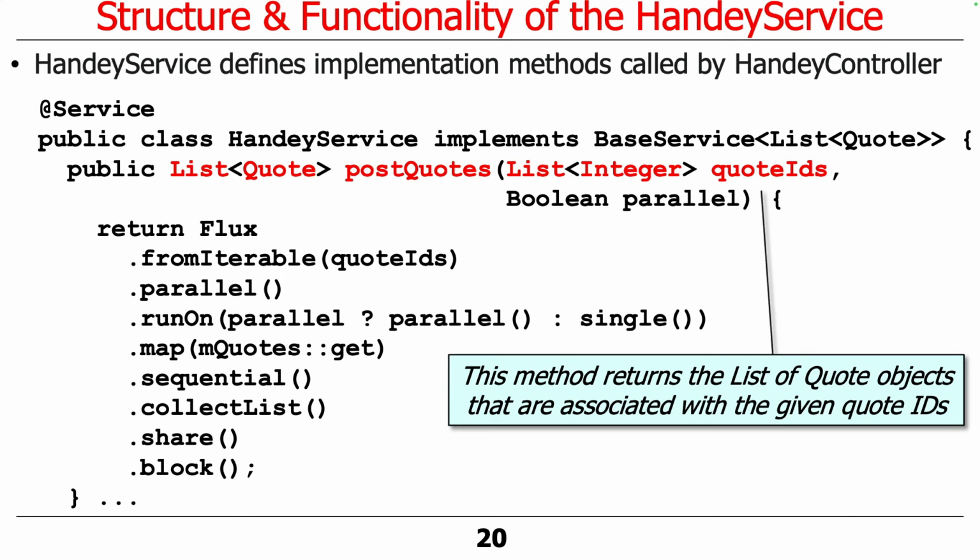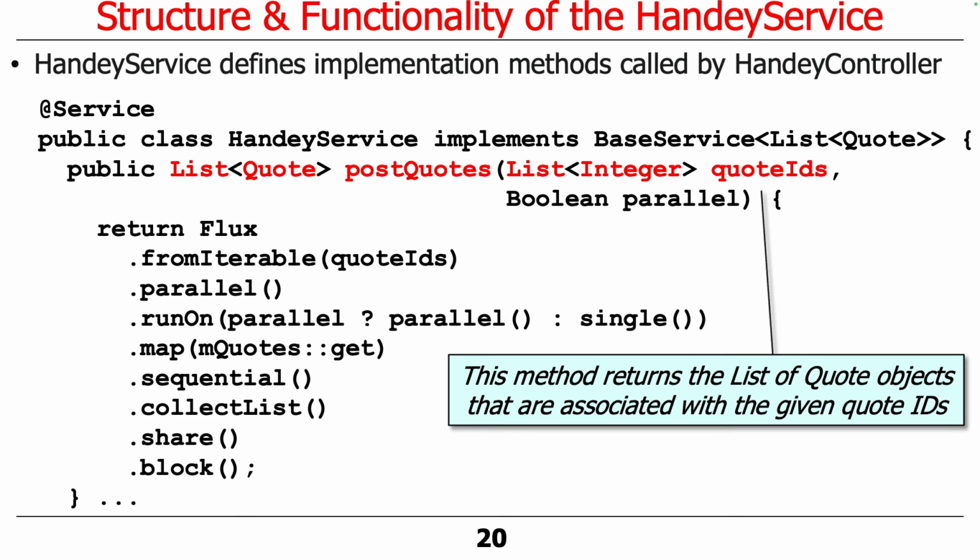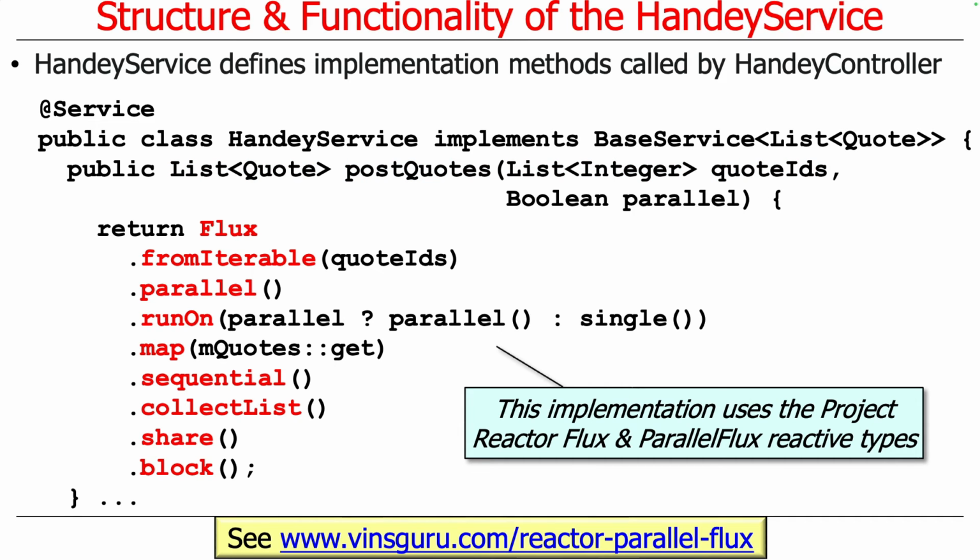Here is one of the methods. We'll look at the other methods later. This is the post quotes method. It takes a list of quote IDs, which corresponds to the elements in this list, and it returns the corresponding quotes from that list. And it does it using Project Reactor Flux and parallel Flux types. Now, I'm not going to go through this in great detail now. We will talk about this stuff in much more detail later.